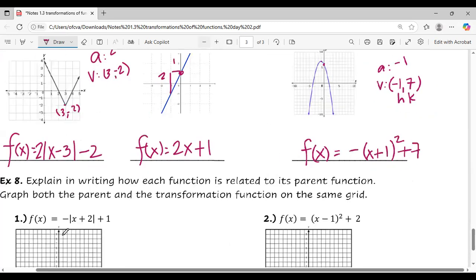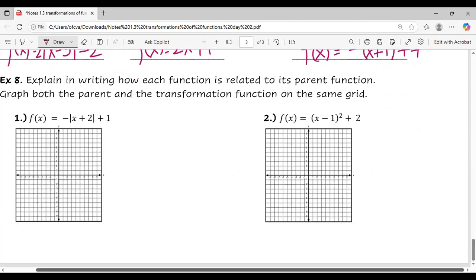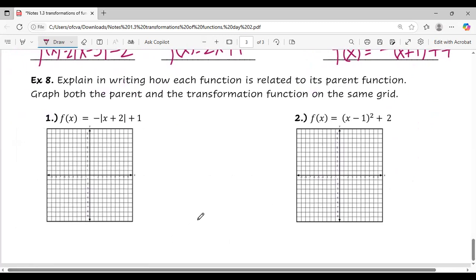All right, let me bring it back down so that we can look at the last two. This one's a little longer, guys, but I think this is the last example. So explain in writing how each function is related to the parent function. So that's basically what translations are happening. What is happening to the graph based on A, H, and K. Graph both the parent and the transformation function on the same grid.